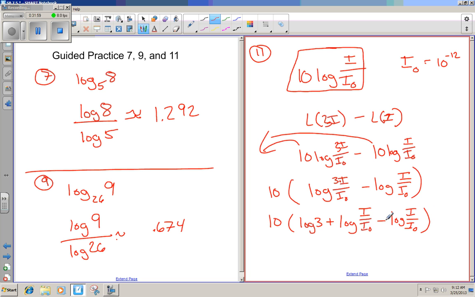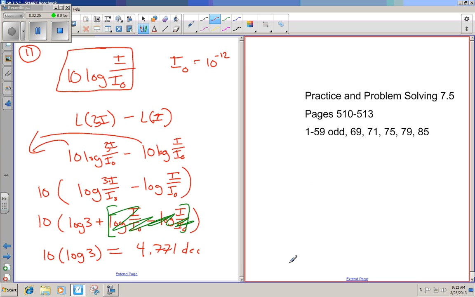And the reason we wanted to follow these directions is that this part right here cancels out. So all that you have left is 10 log, common log of 3, which when you type that into your calculator should give you 4.771 decibels. All right. So you should have a lot of information here. You should be able to get through quite a few of these homework problems. We will do some in class before you take your mastery. So good luck.